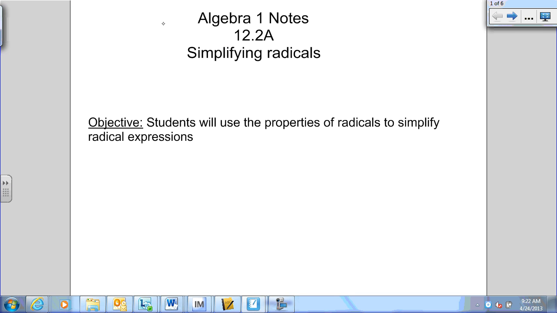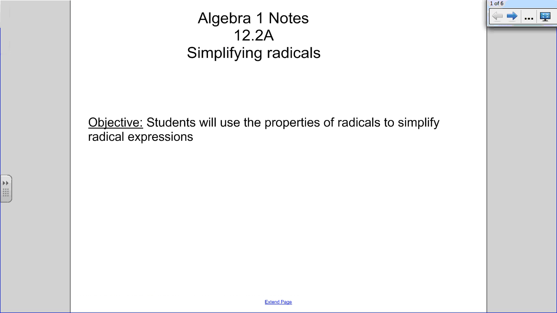As it said here, our lesson is 12.2a. We're simplifying radicals. What we're going to do is use the properties of radicals, understanding what a radical is. A radical is just another way of describing a square root. And we're going to use those to simplify radical expressions.